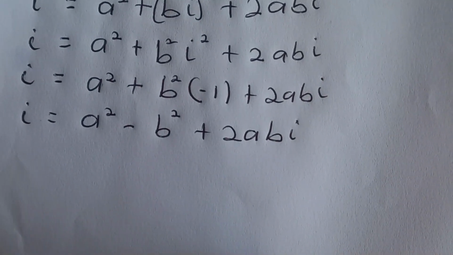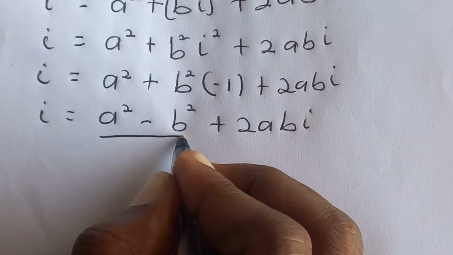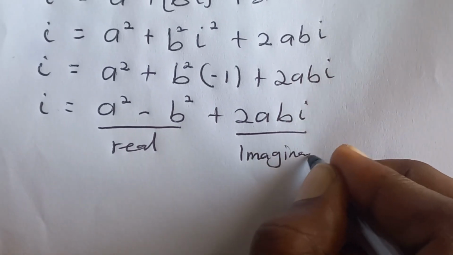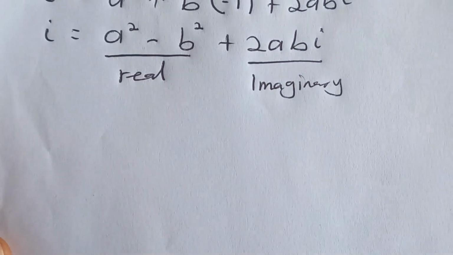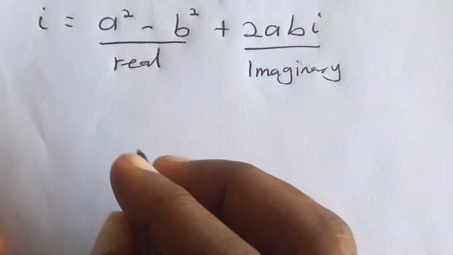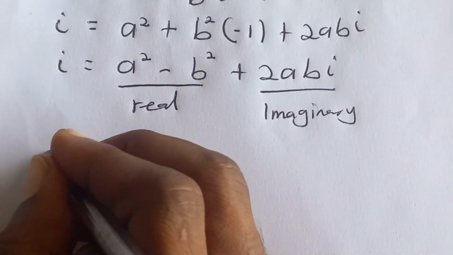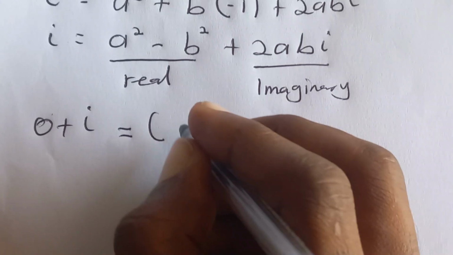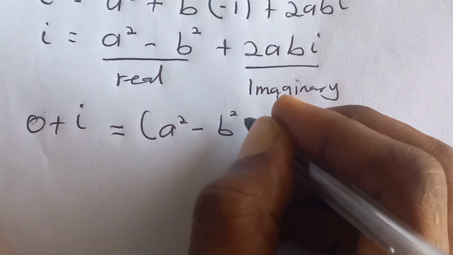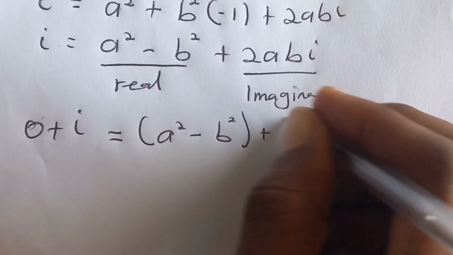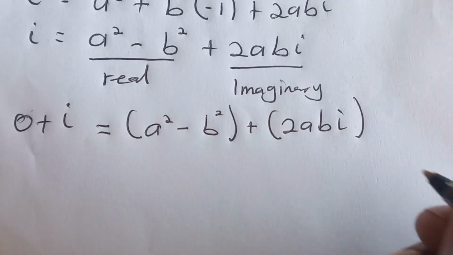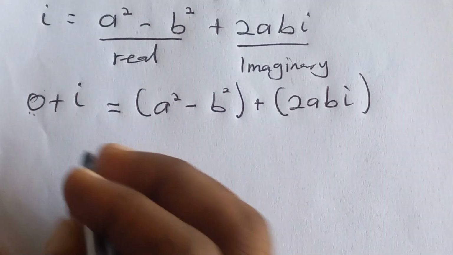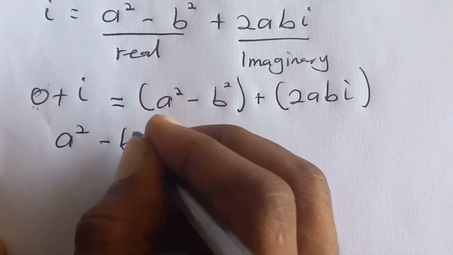So this side gives us a real part, and this side gives us an imaginary or complex part. We can rewrite the left side as 0 plus i, which is i, equal to a squared minus b squared plus 2abi. So we can equate the real parts: a squared minus b squared is equal to 0.